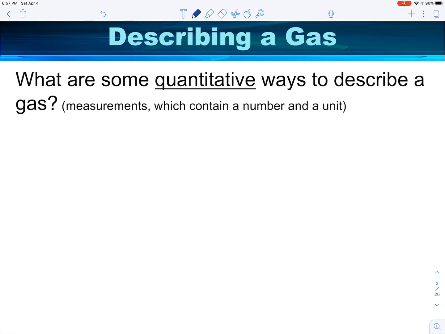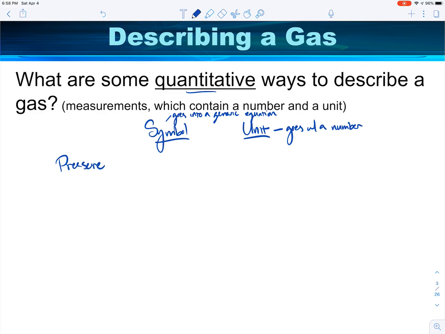So there are several quantitative ways that we can describe a gas. Those were all qualitative. For each of these, we're going to say what the symbol is, as well as the unit. And remember that the symbol is what goes into a generic equation, for example, F equals ma. Those are symbols, right? The unit goes with a number to make it a measurement. Okay. We can describe a gas in terms of its pressure.